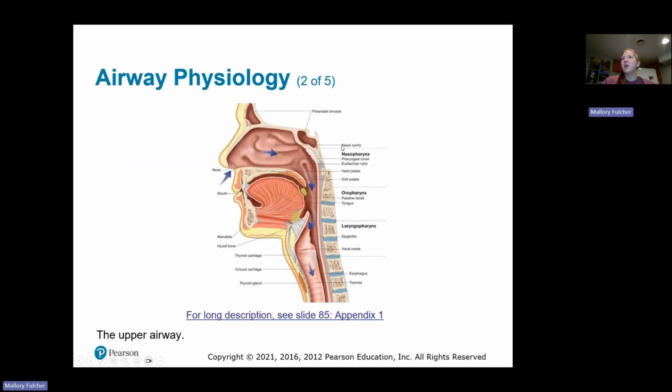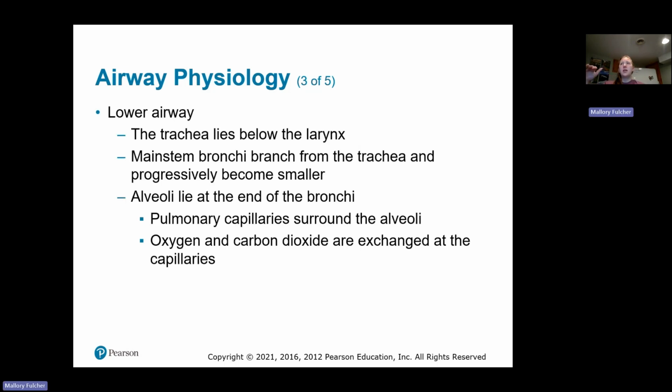I think I got all of it covered for the most part. This is incredibly important, the structures of the airway and how everything is kind of connected to each other, and the terminology of where everything is located is incredibly important as well. So the lower airway is the trachea that's below the larynx. So if you wanted to feel your larynx, it's kind of where your voice box is, or your Adam's apple.